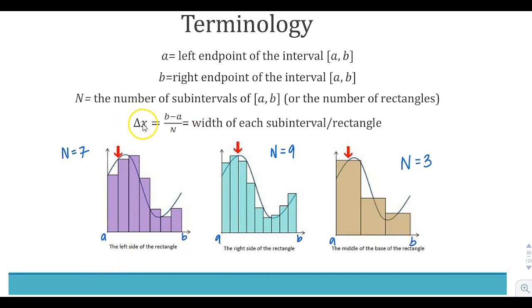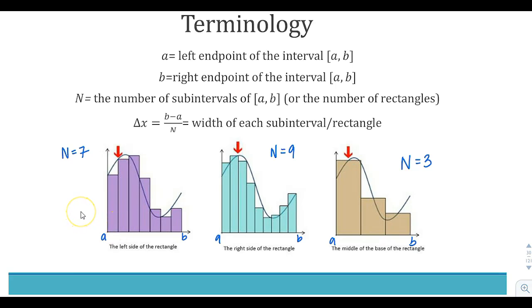And we call delta x the width of each subinterval or rectangle. So there is a formula for finding delta x. We would subtract b minus a, so we would subtract the end point of the interval with the starting point and divide by n, the number of rectangles, and that will find us our delta x. So in that last example, we were able to think about the interval from 0 to 2, and we want 4 intervals, so that's going to give us 0.5. So essentially that's what this formula here is.